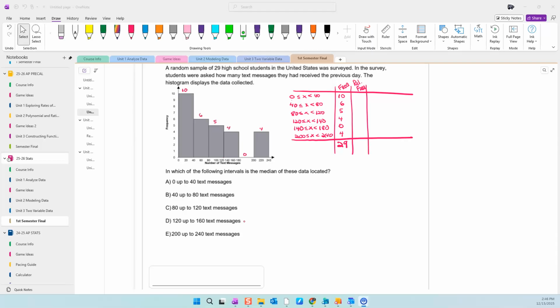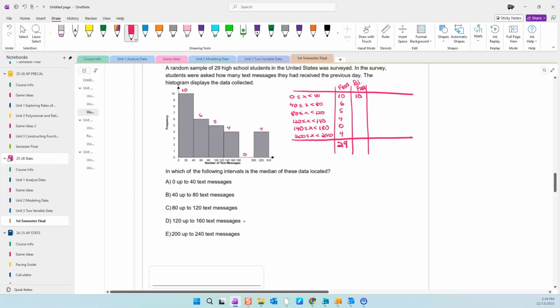There were 10 people, okay? Yeah, 10 people said they got between 0 and 40 texts. So actually 0 to 39, if you want to think of it like that. Okay, then there were 6 students that said they got between 40 and 80 texts. Then 5 students, and so on.